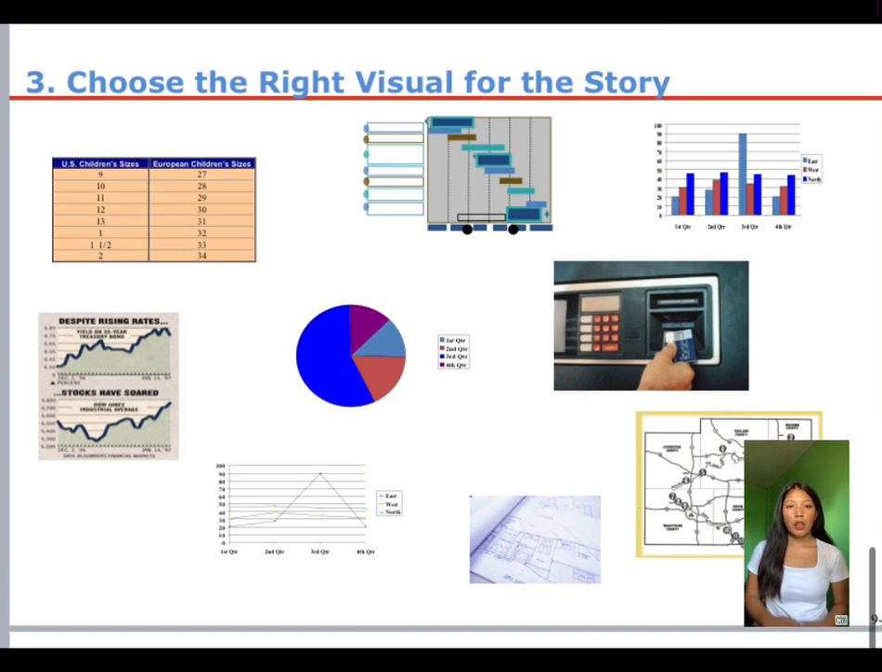Line charts, in the bottom left. Line charts are perfect for showing trends over time, such as stock market changes or rising rates. As in this image, they're great for highlighting increases, decreases, or fluctuations. Pie chart. A pie chart is used for showing proportions or percentages within a whole. It helps illustrate how different parts contribute to the total.